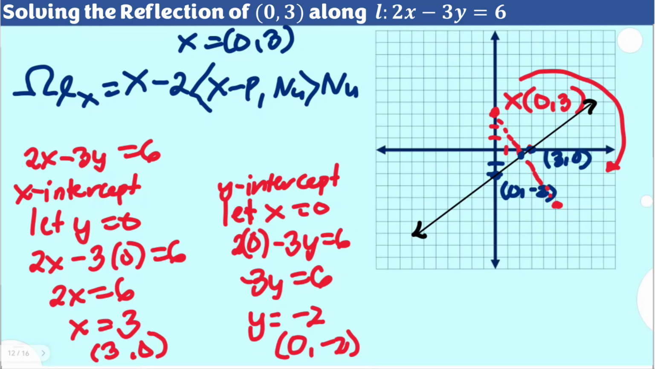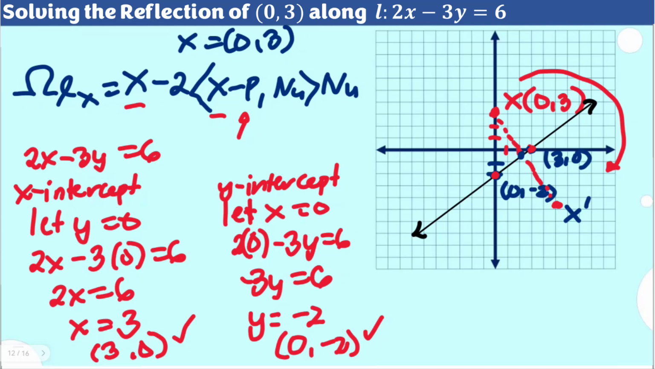Since we are guided already that our reflection is in the fourth quadrant, let's talk about the details needed to identify the reflection of x along the line L. Again, our x is already okay. Now let's talk about p. We're talking about a point on the line, so you can use either the x-intercept or y-intercept. That's already okay because the x-intercept and y-intercept are points on the same line.